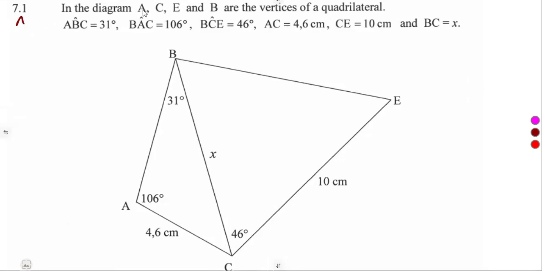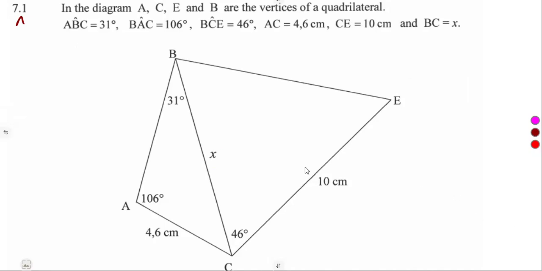In the diagram, A, C, E, and B are the vertices of a quadrilateral. We are given the angles and sides of this quadrilateral: angle ABC is 31 degrees, angle BAC is 106 degrees, another angle is 46 degrees, and we are given the lengths AC, CE, and also BC, which is X centimeters.